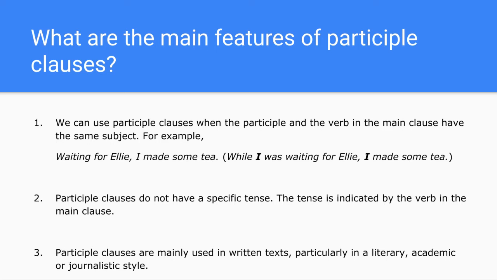Participle clauses do not have a specific tense. The tense is indicated by the verb in the main clause. You will have to see some examples of that in order to know what I mean, and you will in due course. And the third one is that participle clauses are mainly used in written texts, particularly in a literary, academic, or journalistic style. But we do use them, so you need to know about them.